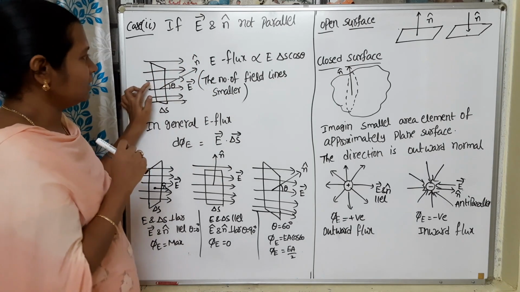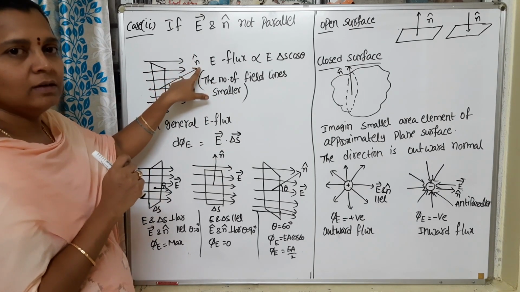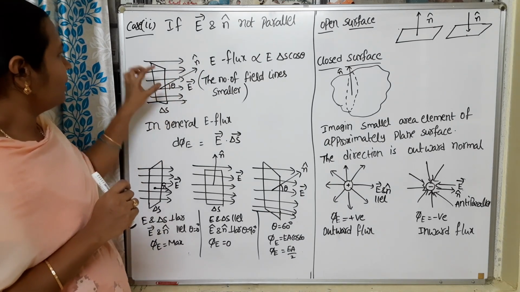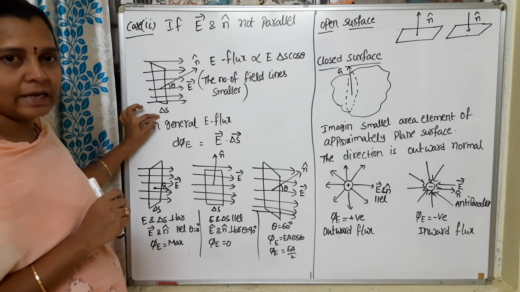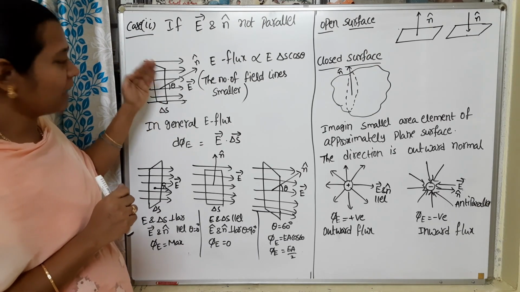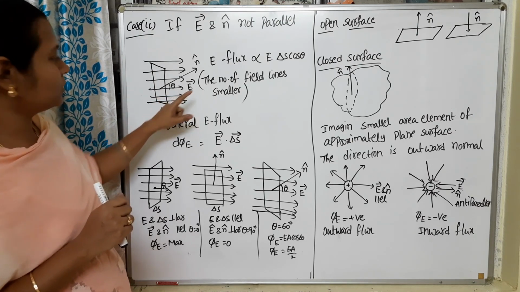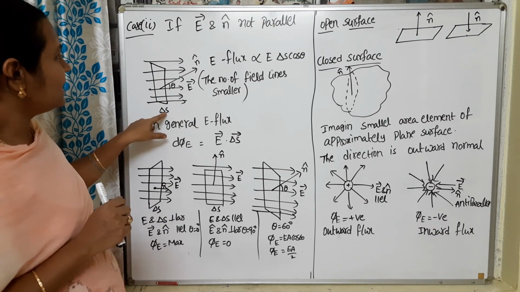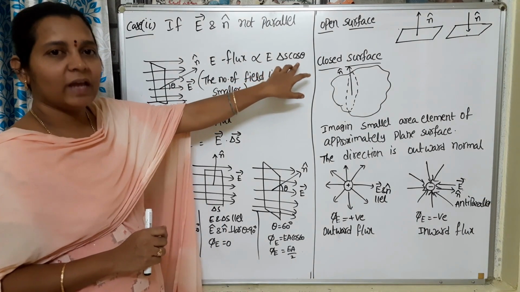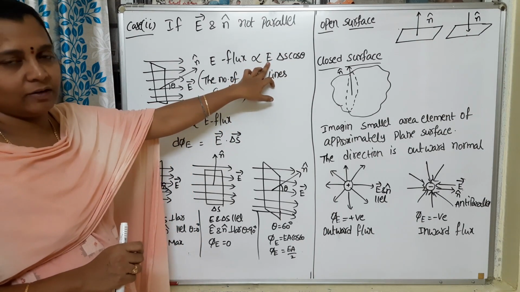So in that case, the direction n cap indicates the direction of the area element delta S. So here now we have to resolve this area element in such a way that the component of the area element which is perpendicular to the electric field will become delta S cos theta. So what is this? The component of the area element which is perpendicular to the electric field.